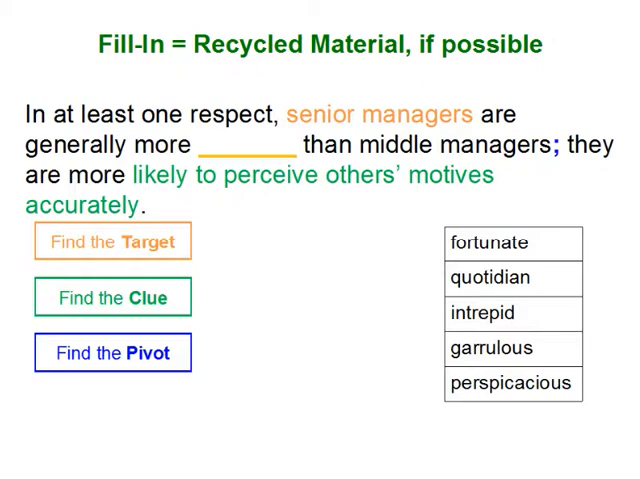Okay, great. What kind of information should we be giving about those managers? Well, one thing that we know about them, in fact, the only thing we know about them, is that they are likely to perceive others' motives accurately. Of course, the pivot here is that semicolon. We know it goes in the same direction. It agrees with the clue. So something that means likely to perceive others' motives accurately is exactly the kind of word that we're looking for to go in our blank.